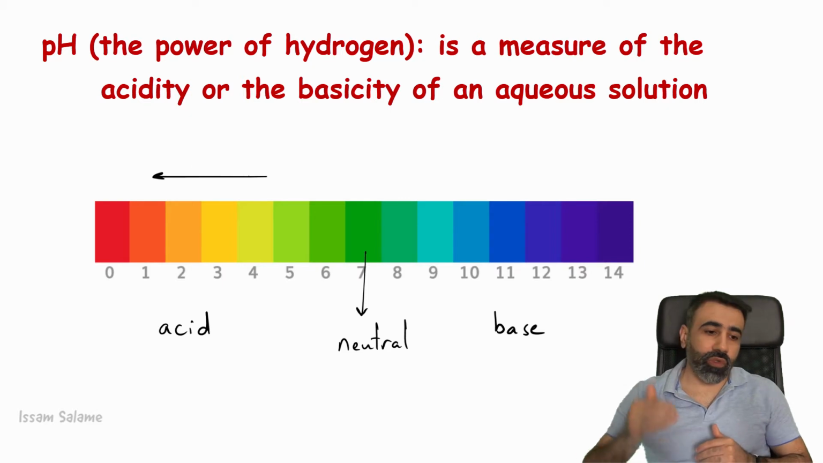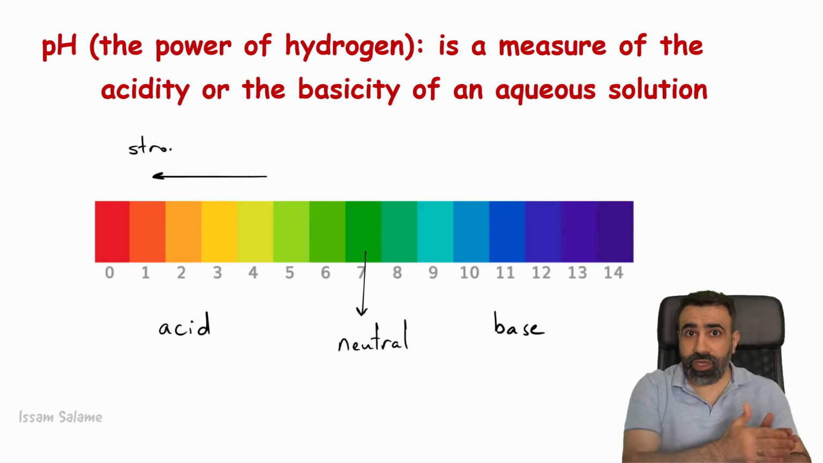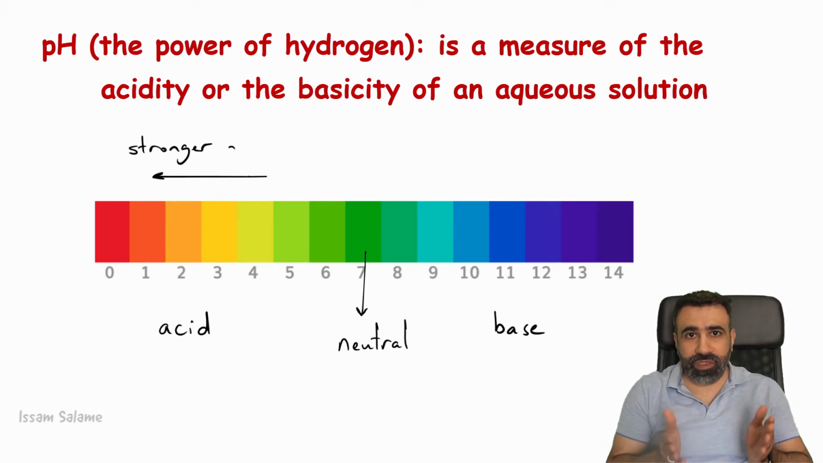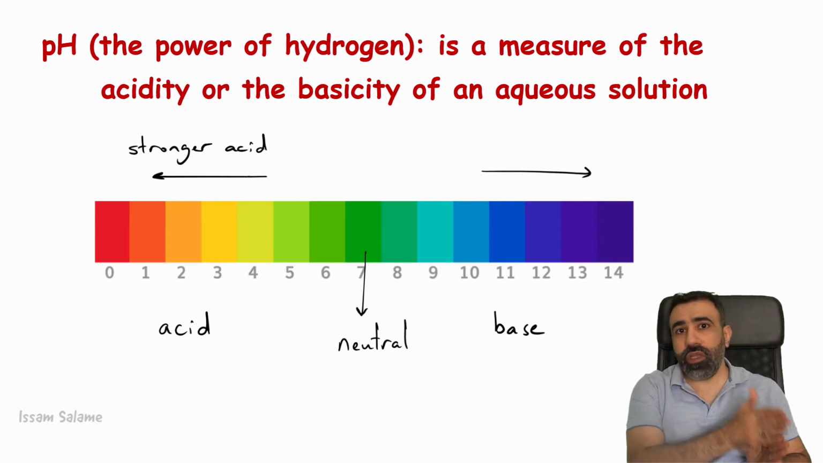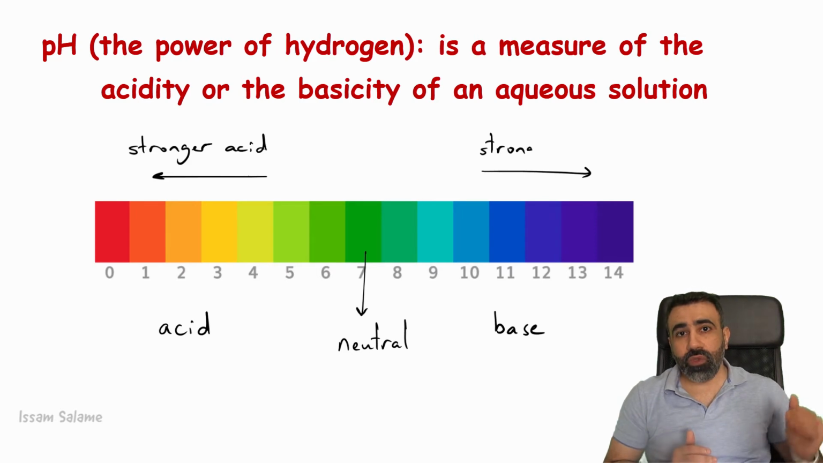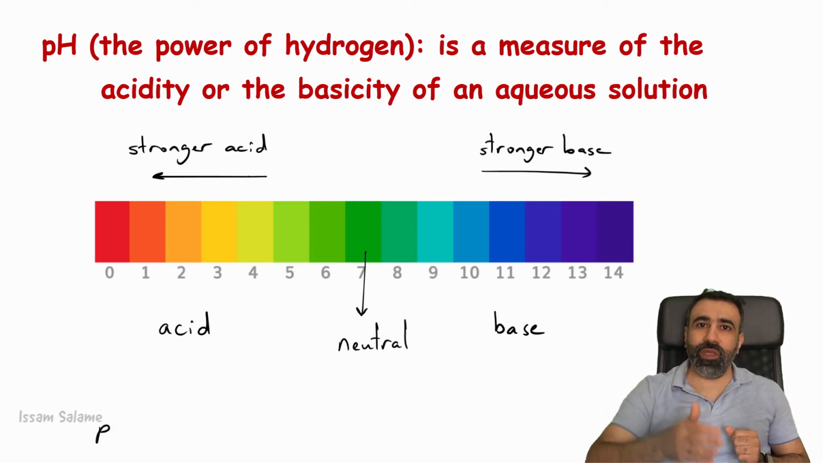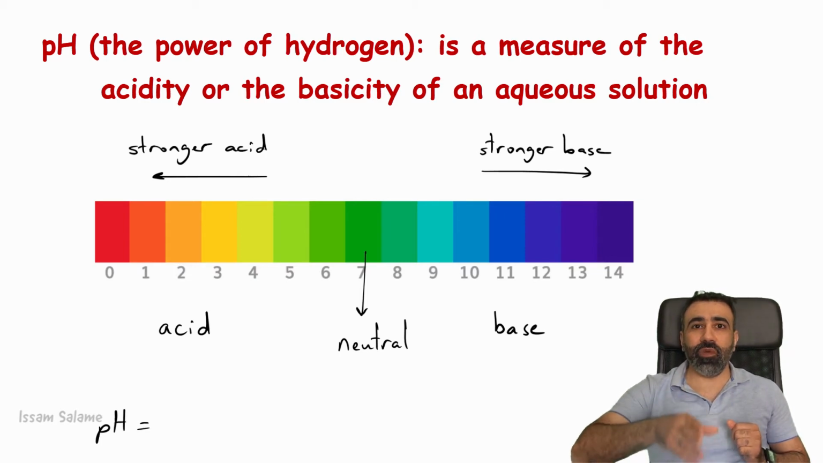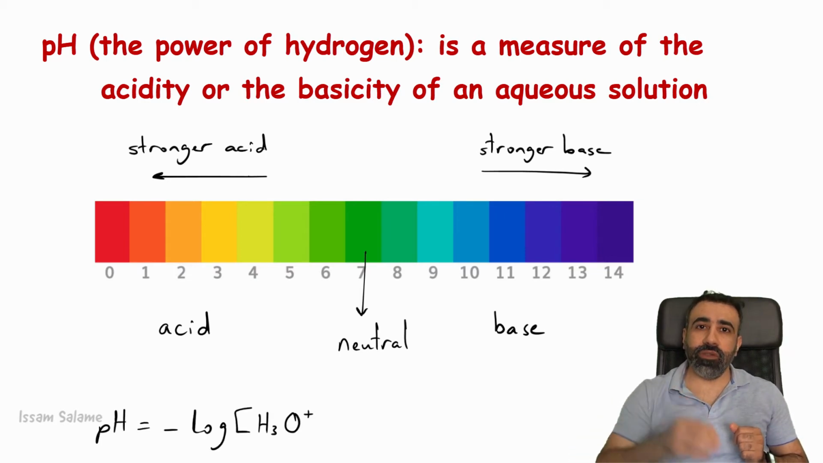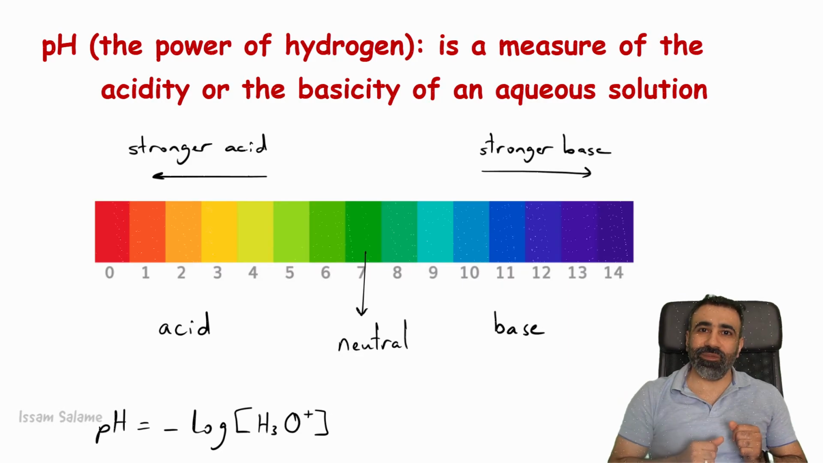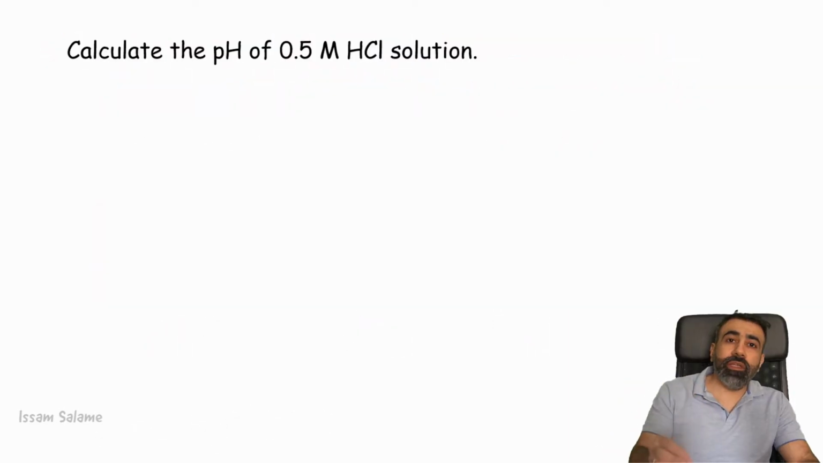And as we go towards 0, it becomes a stronger acid, which means that if we have two solutions, pH 2 and pH 4, pH 2 is a stronger acid. And as we go towards 14, it becomes a stronger base. To calculate the pH, we use the formula pH is equal to minus log concentration of hydronium ions. Let's practice. Calculate the pH of a 0.5 molar HCl solution.